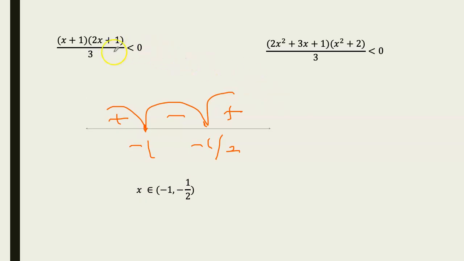And when you factorize 2x² + 3x + 1, what do you get? (x + 1)(2x + 1) less than 0. So your roots are −1 and −1/2. Plot it on the number line and write alternate plus or minus. Again notice that the coefficient of x² is positive. And when is it less than 0? In the open interval −1 to −1/2. We are putting an open interval because we have strictly less than 0.